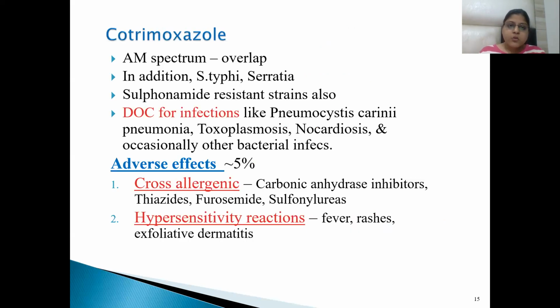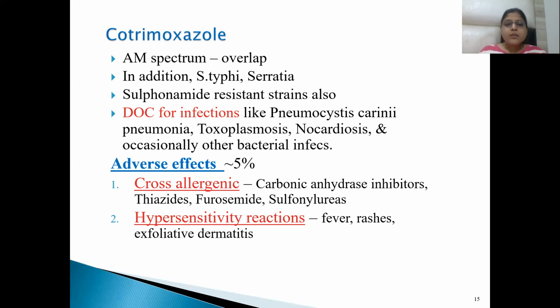Cotrimoxazole has an antimicrobial spectrum that overlaps with sulfonamides. In addition, it covers Salmonella typhi and Serratia. It is effective against sulfonamide resistant strains also. It is the drug of choice for Pneumocystis carinii, toxoplasmosis, nocardiasis, and other bacterial infections.